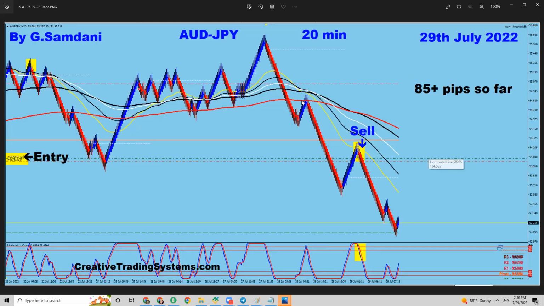It dropped here before on the 28th, but it didn't give me any entry, right? This one was kind of like an entry, but I kind of missed it, to be honest with you. So Aussie yen and pound yen I missed on the 28th, but I caught this Aussie yen here on the 29th, today, for 85 pip. So now see, the last almost 4 yen pairs.